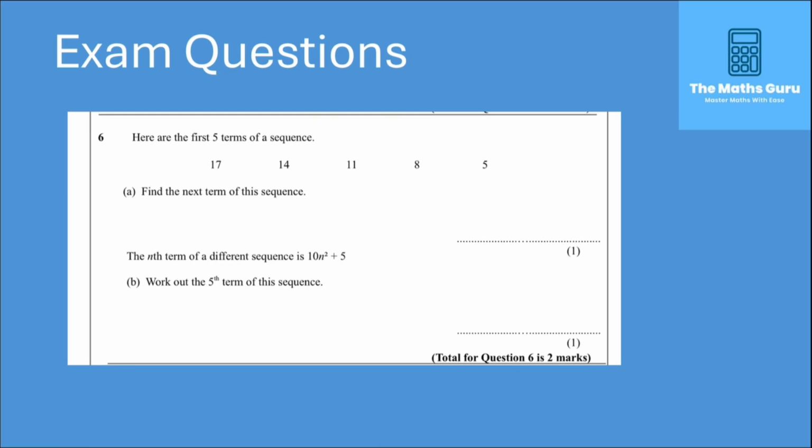Looking at question 6, we're given 5 terms in the sequence: 17, 14, 11, 8, and 5, and we're told to find the next term. We can clearly see that from each term, it's going minus 3, minus 3, minus 3, and minus 3. To continue the sequence, we minus 3 again and get 2. 2 is the next term in the sequence.